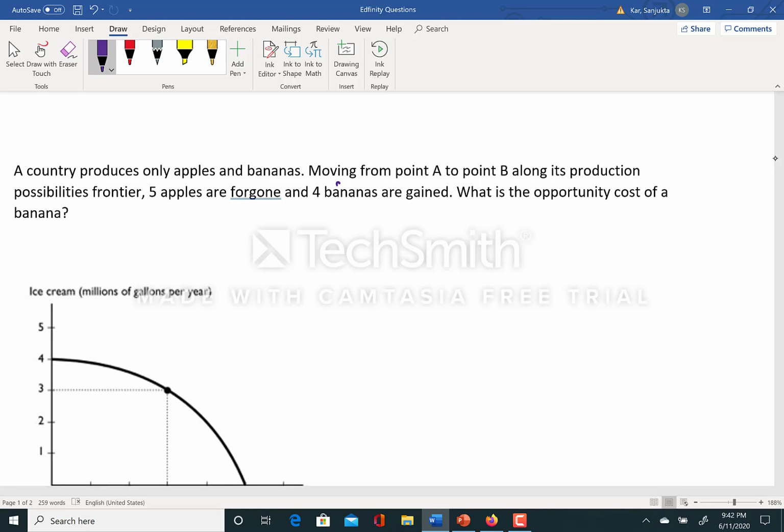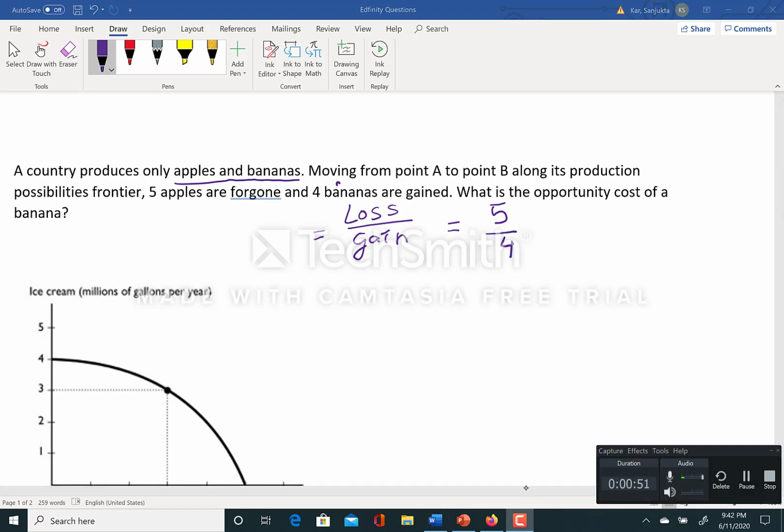It says a country produces only apples and bananas. Moving from point A to point B along its production possibility frontier, 5 apples are foregone and 4 bananas are gained. What is the opportunity cost of a banana? The way we define opportunity cost is loss over gain. We are losing 5 apples here and we are gaining 4 bananas. So that's the solution to this question.